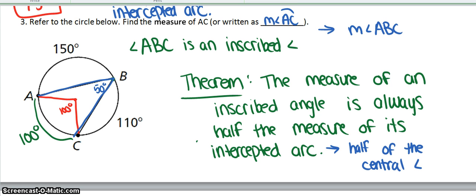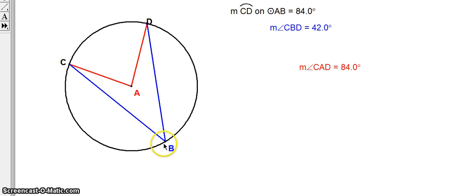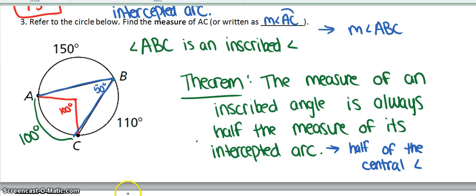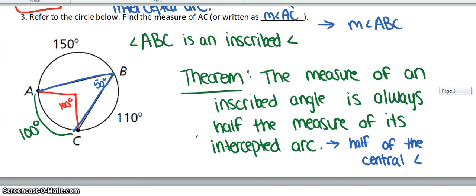Or if you want to go backward, you can say, okay, if I know the measure of the inscribed angle is 42, then the arc has to be double that. So if this is 42, I know this angle has to be 84, and this arc has to be 84. So you can work both ways to solve for central and inscribed angles and their intercepted arcs.